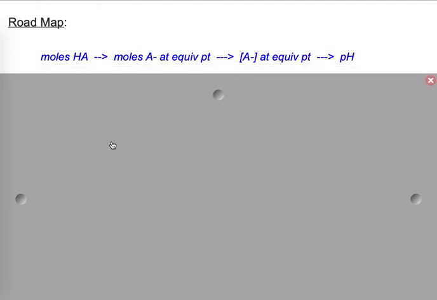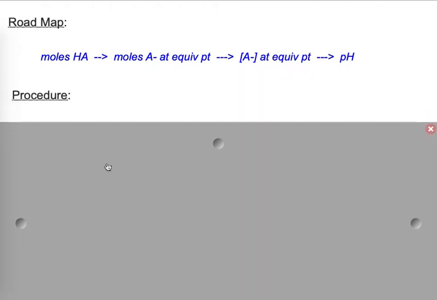Okay, so here's our roadmap for this process. We begin by calculating the moles of weak acid initially present. From that, we can calculate the moles of conjugate base formed at the equivalence point. From that, we can calculate the concentration of the conjugate base at the equivalence point, from which we can calculate the pH.